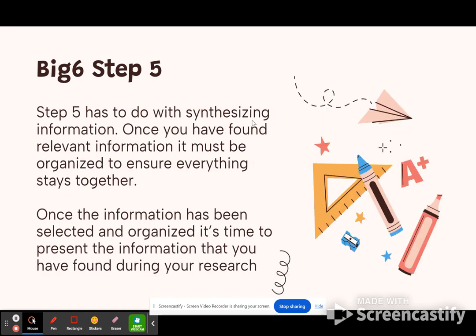Big Six Step 5. Step 5 has to do with synthesizing information. Once you have found relevant information, it must be organized to ensure everything stays together. And you can create like an outline or a paper, a rough draft, anything like that to make sure your information stays organized.